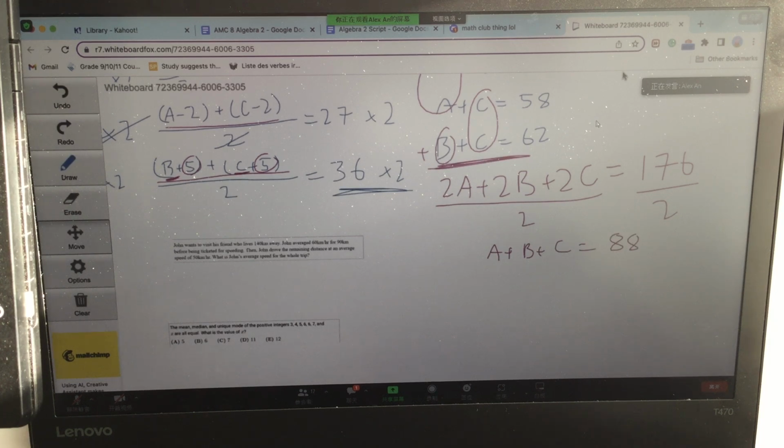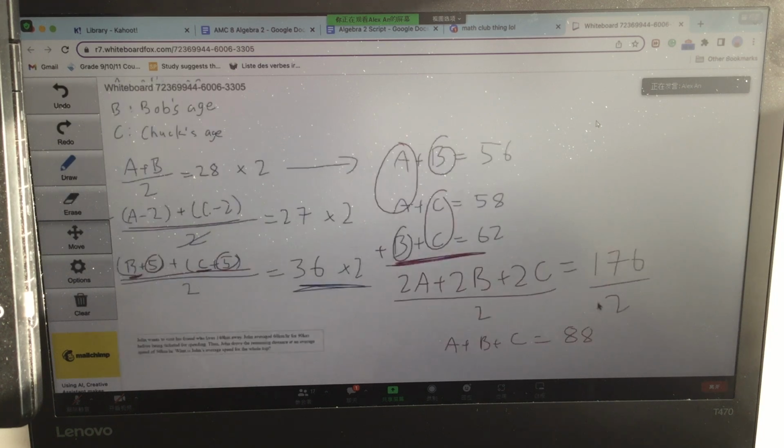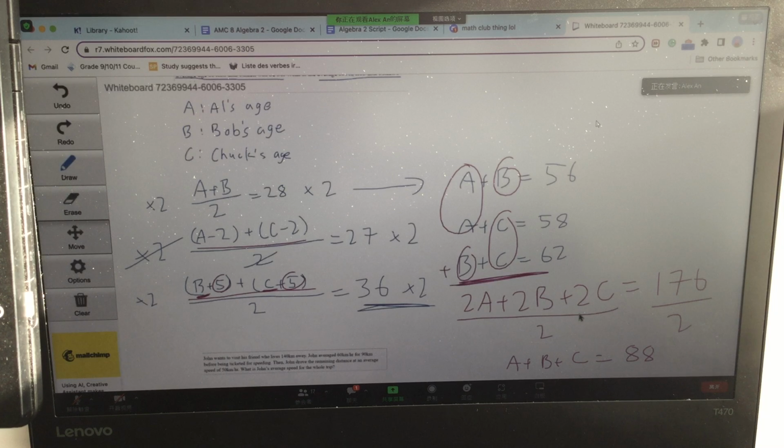And here we have the sum of Al, Bob, and Chuck's age, so we can actually just answer the question right now. Remember, average is all the terms added together and then divided by the number of terms. So here we have the sum of all of their ages, and because there's 3 of them, we're going to divide by 3. So the answer is just 88 over 3, which is roughly 29.3 years.